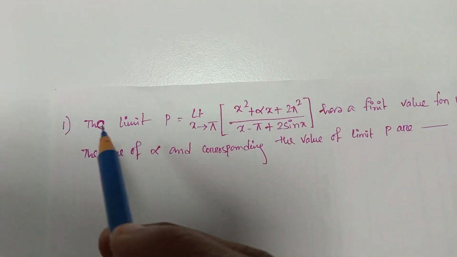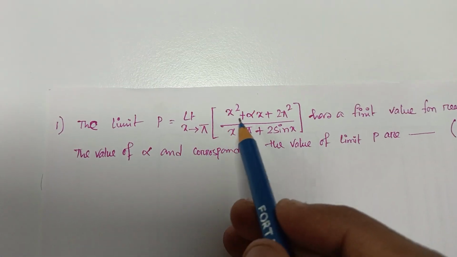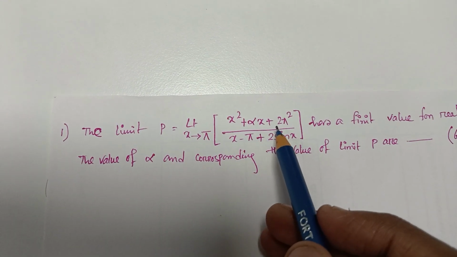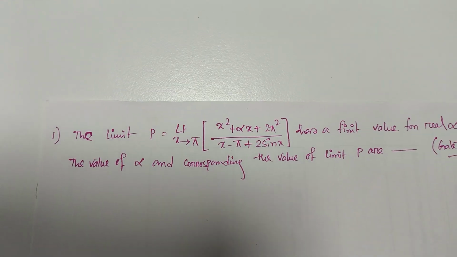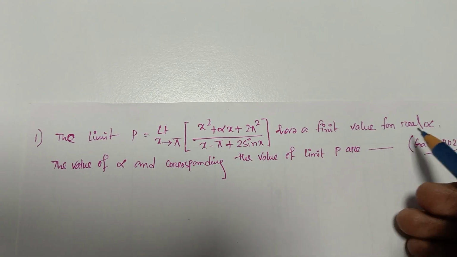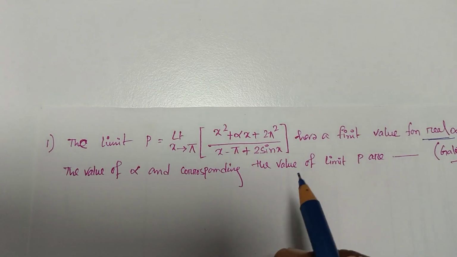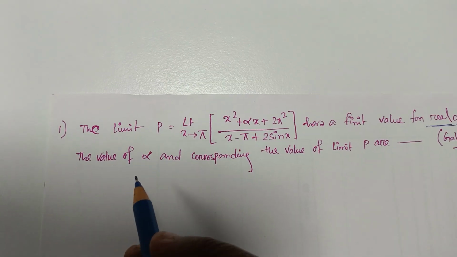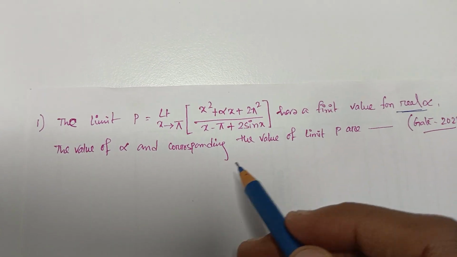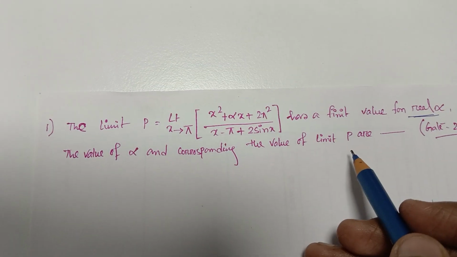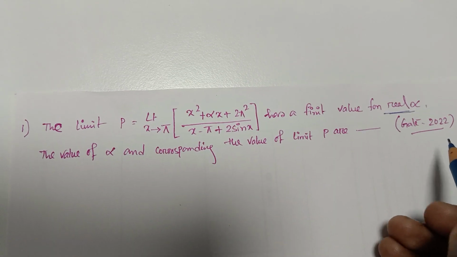The limit P, let limit x tending to pi of (x square plus alpha x plus 2 pi square) in the numerator and (x minus pi plus 2 sin x) in the denominator has a finite value for real alpha. So we need the finite values of alpha, and the corresponding values of P. We can find the values of alpha first and then find the limit value. This also came into the GATE 2020 and 2022 questions.